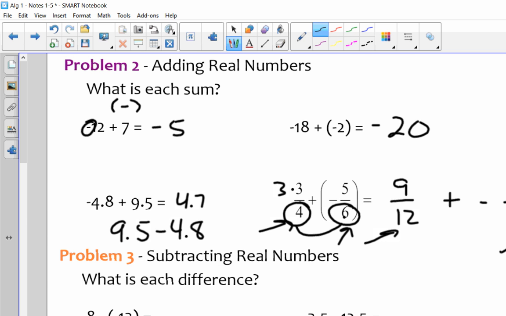So 5 times 2 is 10. Okay. Now I've got to remember I'm adding a negative value, so this really looks like 9 over 12 minus 10 over 12. Okay. So I'm changing that up a little bit just so it's easier for me, and that gets me a negative 1 over 12. Okay.